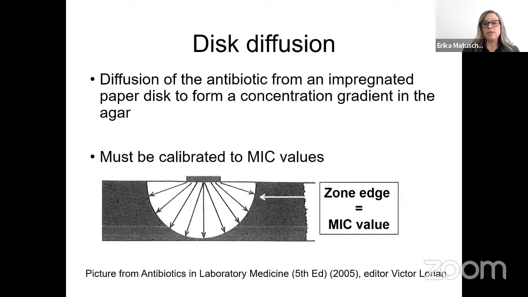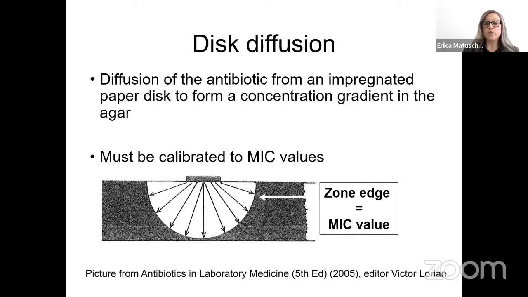Disk diffusion is based on the antibiotic diffusing from a paper disc impregnated with an antimicrobial agent to form a concentration gradient in the agar. And I think this picture describes it very nicely. Here we have an agar plate, and we have the inoculum on the agar surface, and then we have the antimicrobial disc. As soon as we put the disc on the agar plate, the antibiotic will start to diffuse. The concentration of the antibiotic is highest close to the disc, and then it decreases until you reach a certain concentration, which actually is the MIC value, and there you will have inhibition of growth.